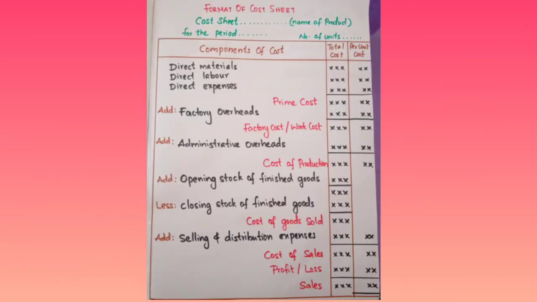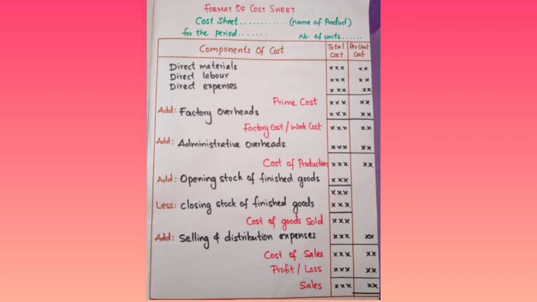So now we can look at how we can prepare a cost sheet and what format we have to follow while preparing. This is the format of a normal cost sheet. In order to prepare a cost sheet, we have to draw a table like this, which includes 3 columns. And at the top of this table, we have to write the cost sheet of which company or for which product. And for the period, we must write the date given in the question paper.